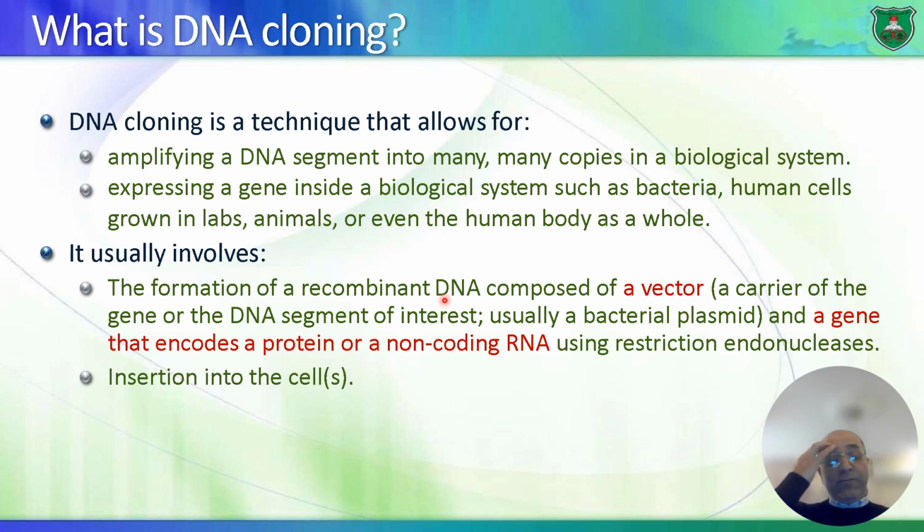Now, we have one DNA that is called a vector. It's the carrier. And we have the gene of interest, or the piece of DNA of interest. Now, usually it can be a gene that produces a protein, or it can be non-coding RNA, okay, that is not translated, whatever. And in order to do this, we use restriction endonucleases. So let me remind you of restriction endonucleases and what they mean exactly.